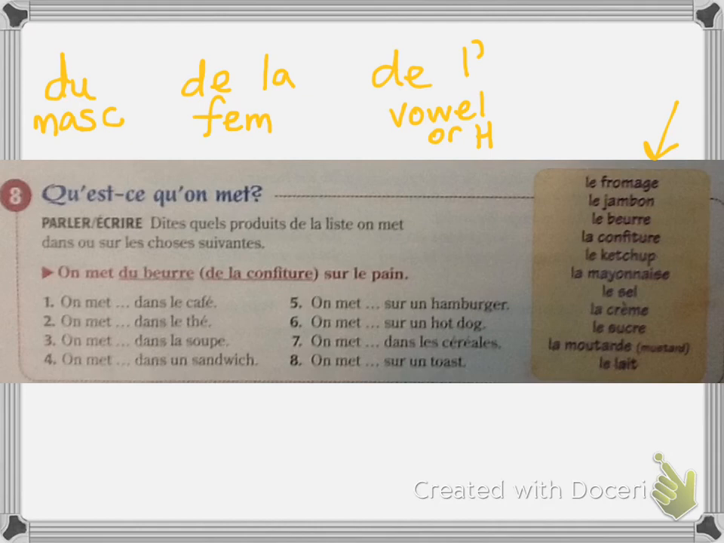On met du lait dans les céréales. On met du sucre dans les céréales. And 8. On met du beurre sur un toast. On met de la confiture sur un toast.